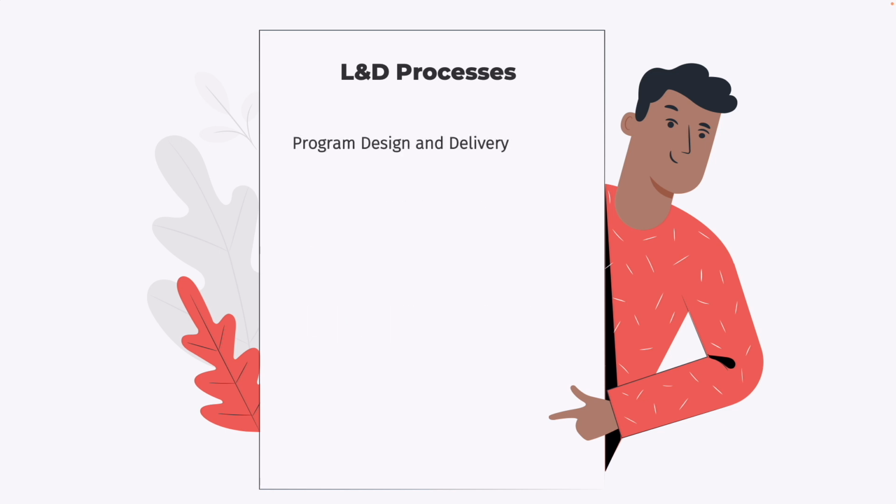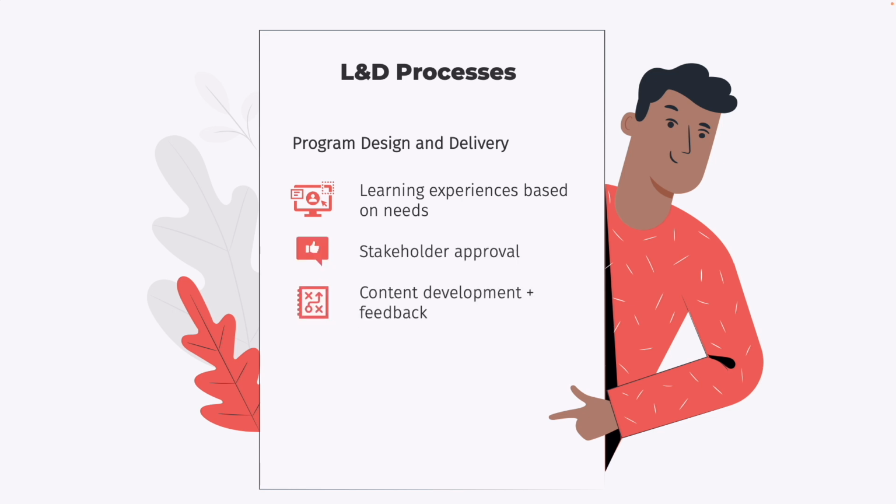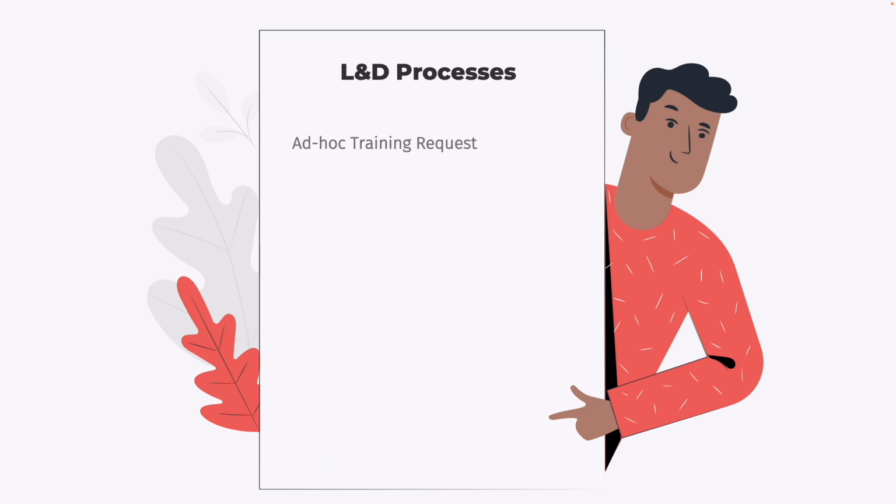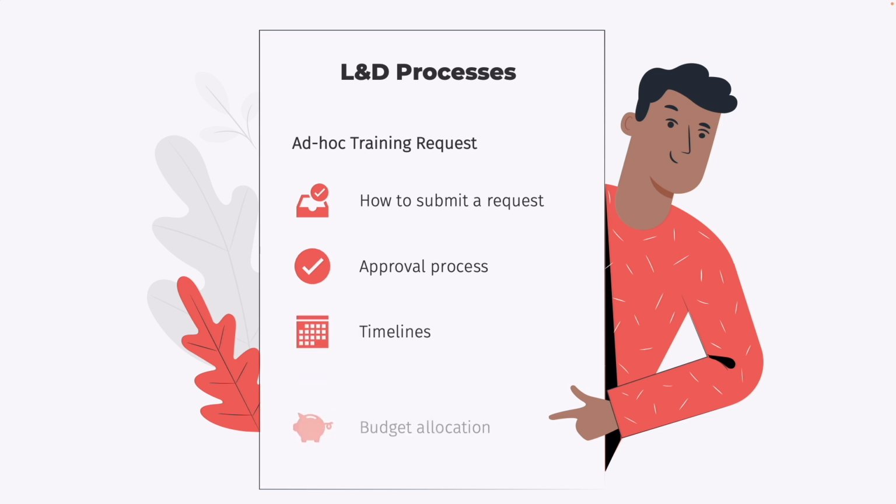A program design and delivery SOP will usually contain information about designing learning experiences based on needs, getting stakeholder approval, developing content with or without subject matter experts and getting feedback, scheduling and organizing delivery, evaluating the success, as well as timelines from initiation to execution. Best practices in an ad hoc training request SOP include how to submit a formal request, the approval process, timelines for reviews and approval, budget allocations, and so on.